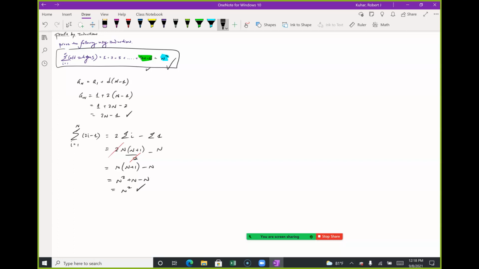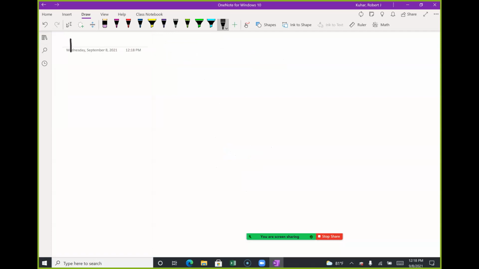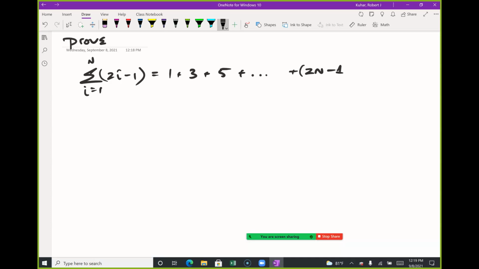So I want to prove, so I'm going to that next page just to clean up here. I want to prove that the sum from i equals 1 to n of 2i minus 1 equals 1 plus 3 plus 5 plus dot, dot, dot plus 2n minus 1 equals n squared. Right, so I just wrote everything that we had figured out on the previous page and just trying to make it a little bit formal. So here's our proof.